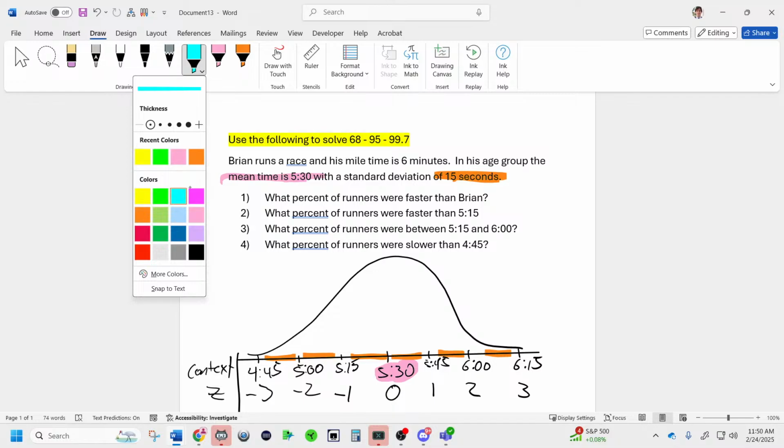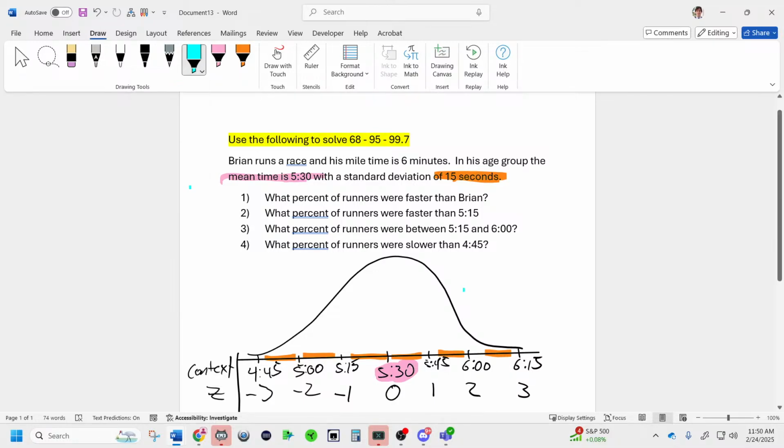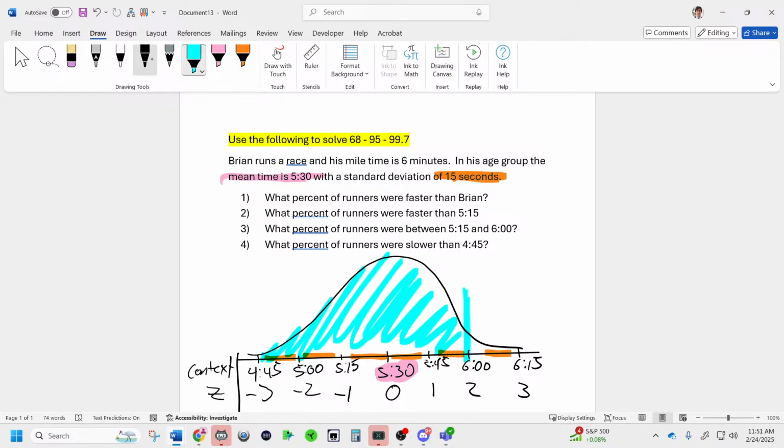Well, Brian is going to be here at this blue line. And then when we think about the runners faster, it would be down here. So the answer to the first question, as a lot of people are getting, is if we do the 95% between -2 and 2, you'd have 2.5% above.